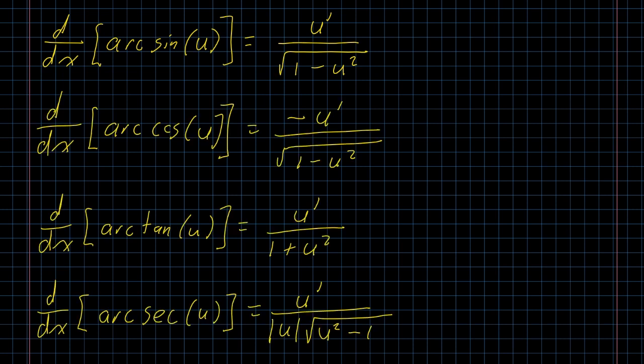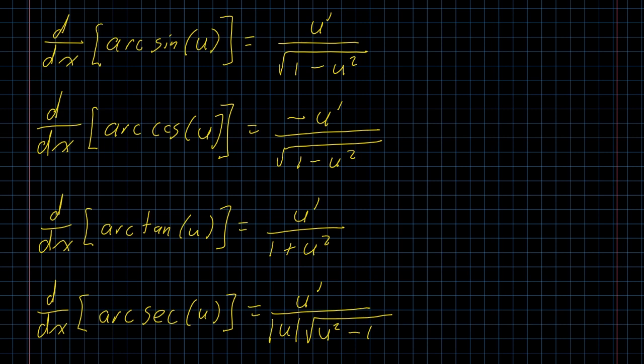Finally, when we get down here to arcsecant, we start to see something approaching the level of complexity we probably were expecting. The derivative of arcsecant of u is u prime over the absolute value of u times the square root of u squared minus 1. And as messy as that is, it's still not that bad.